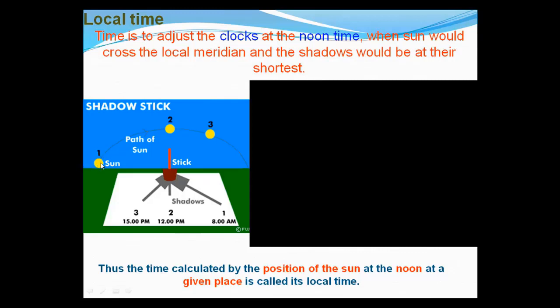At first, the position of the sun is at the horizon in the early morning, on the eastern side. As you can see, the shadow of the stick falls towards a certain direction. This will be around 8 a.m. The shadow is a little bit elongated.